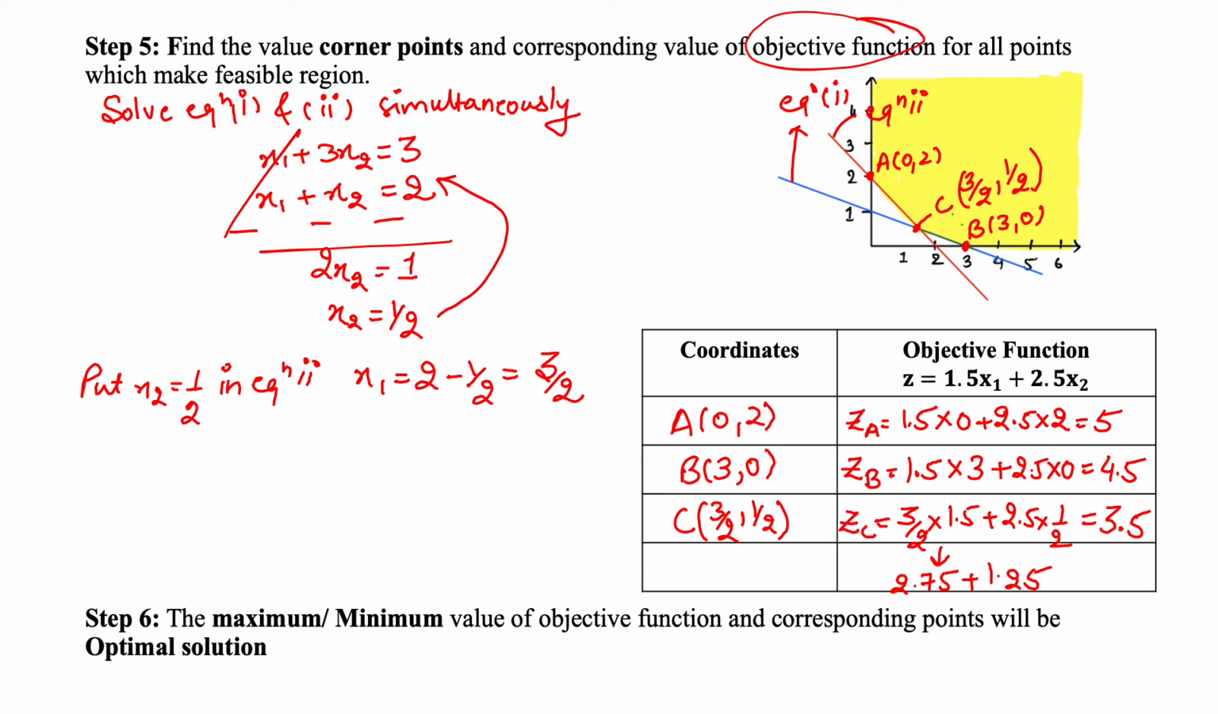Now as we know, our problem is of the minimization type. So now we have to find the minimum value of the objective function, and the corresponding point will be my optimal solution. So what is the minimum out of these three corner points? 3.5 is my minimum value. So the minimum objective function value is 3.5 and the corresponding optimal solution is x1 equals 3/2 and x2 equals 1/2 with respect to this objective function. These coordinates give me the optimal solution. Okay, so that's all for today's lecture. Thank you.